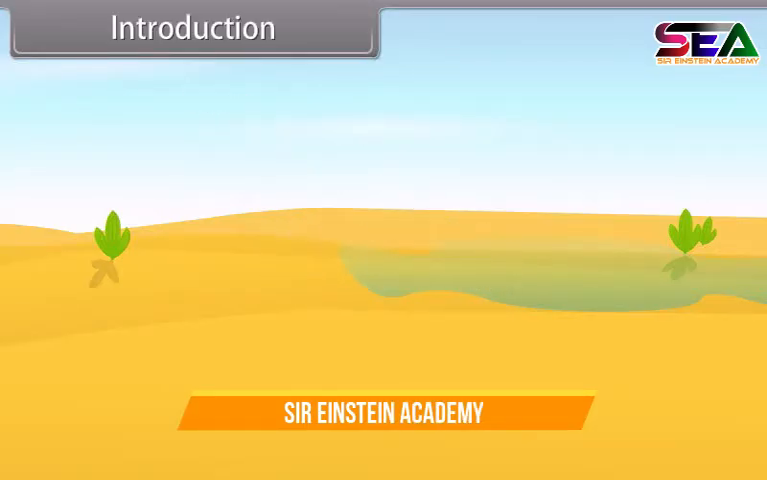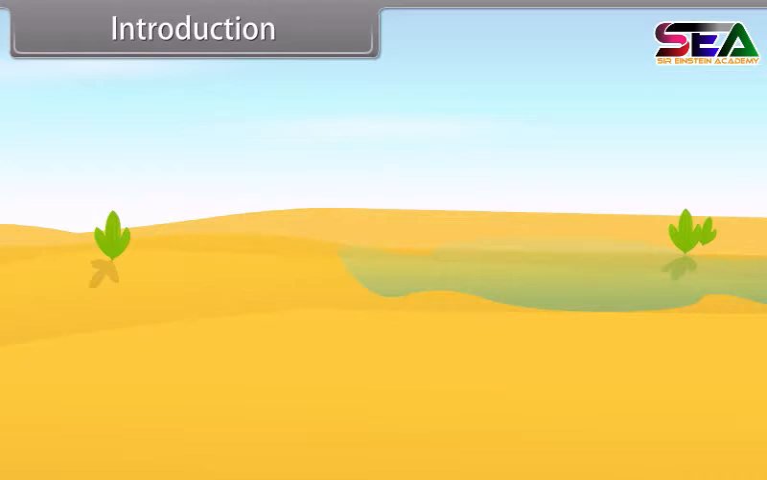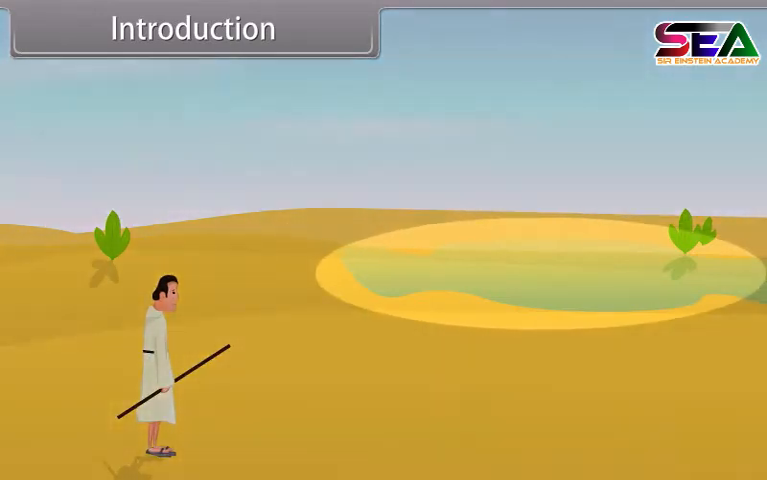Introduction. Hey kids, today we learn ray optics and optical instruments. You must have heard that in a desert one sees a misleading appearance of water at a certain distance. So now the question arises: why does it happen?